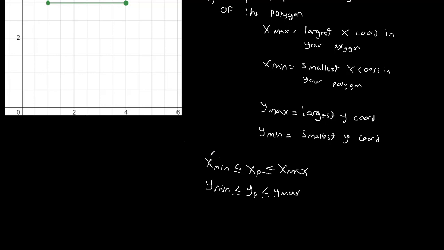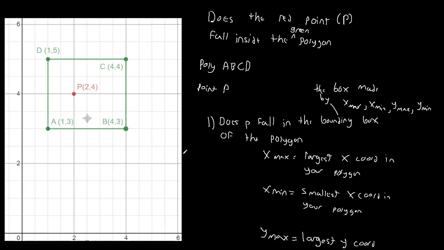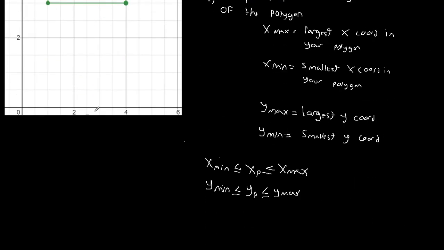So let's go ahead and check this against our actual data. In our case, our x min is going to be 1, that's our smallest x value, and our x max is going to be 4, that's our largest x value. And our x sub P is going to be 2. So if we scroll down a little bit, we said our x min was 1, our x sub P was 2, and our x max was 4. 1 is less than 2, 2 is less than 4. This checks out.